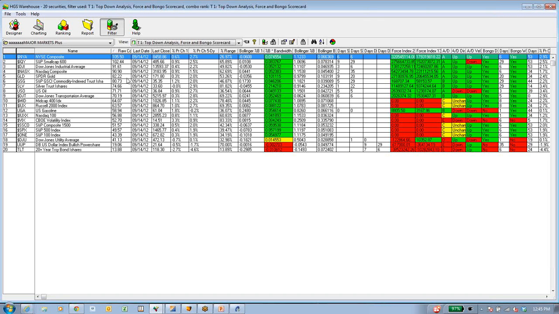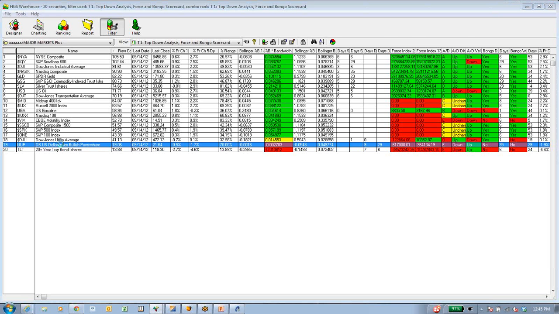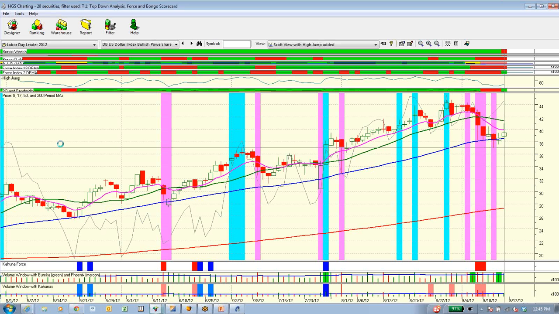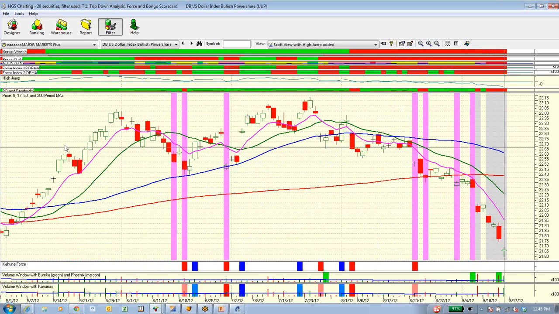Commodities, no surprise with the market getting some QE3 plus on Thursday. The dollar continues to tank. We'll look at a couple of these very quickly.